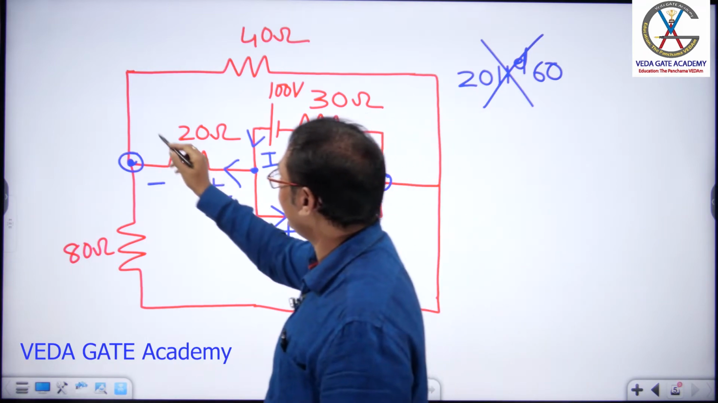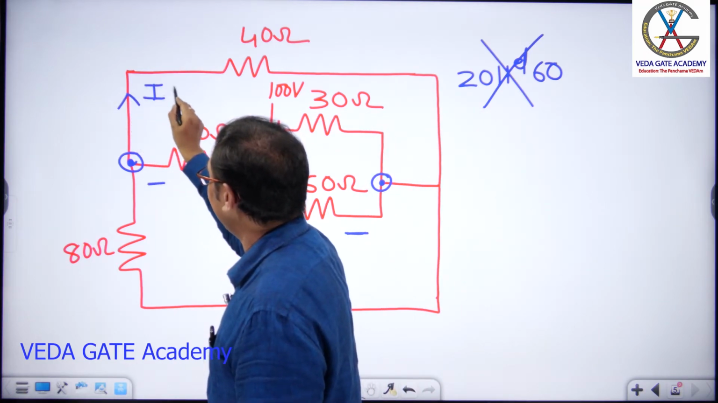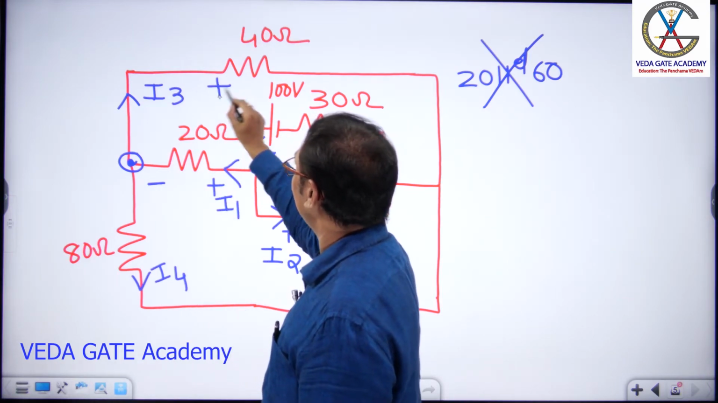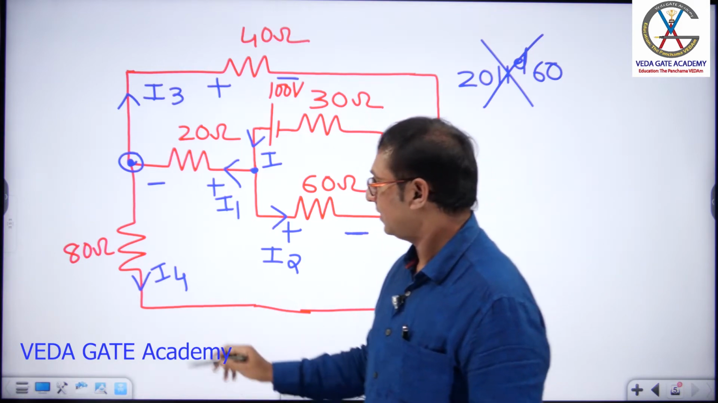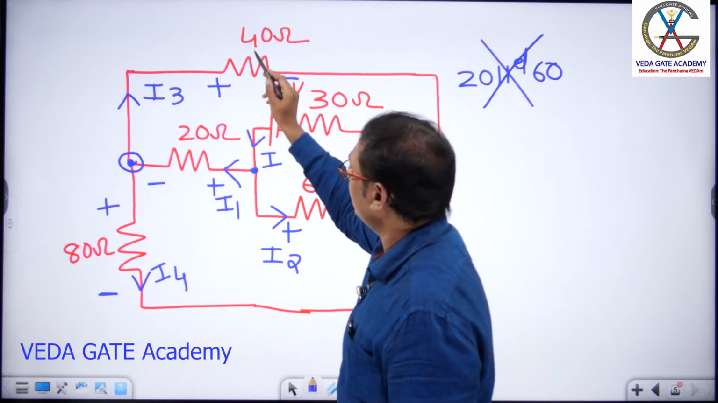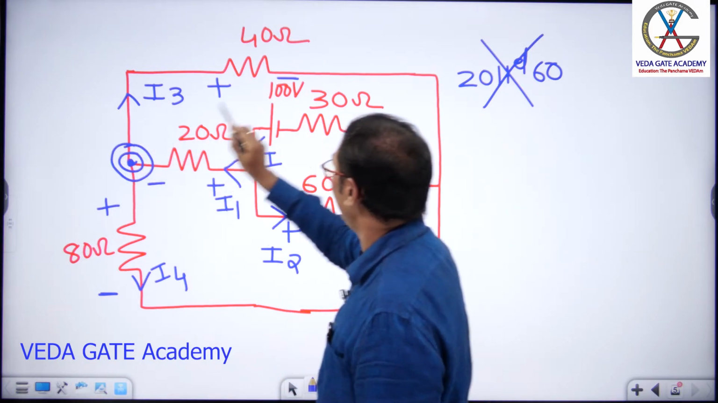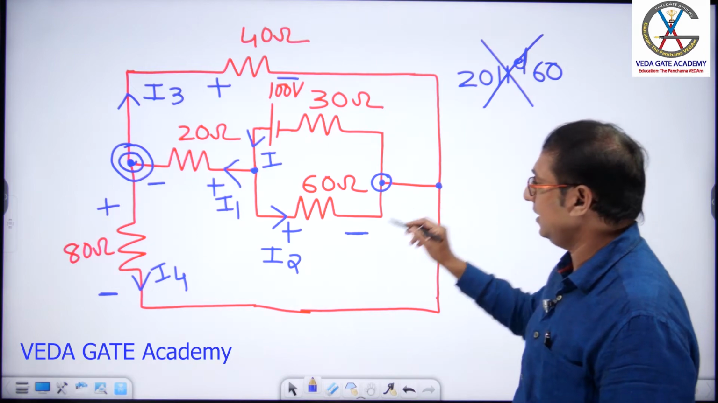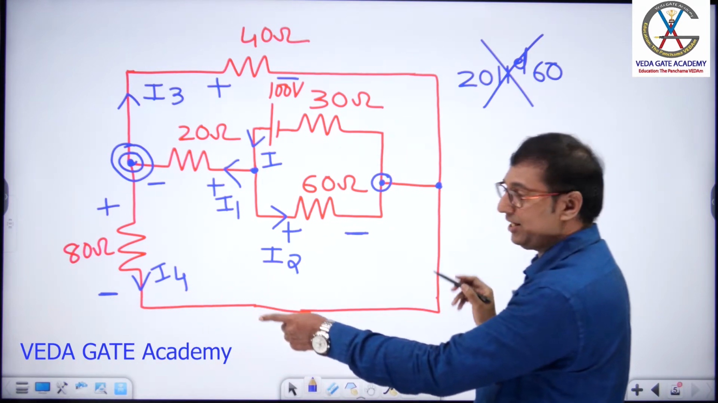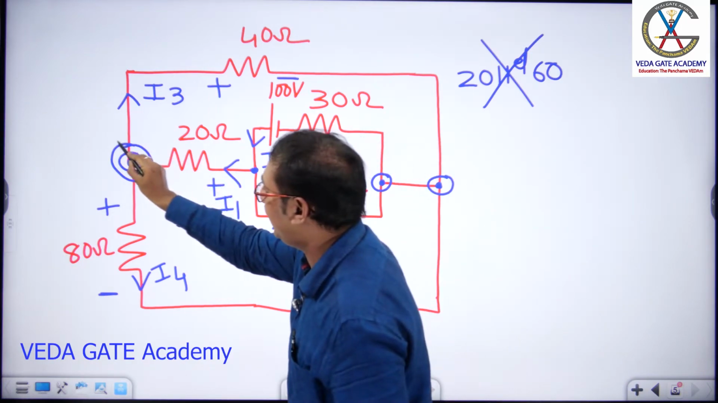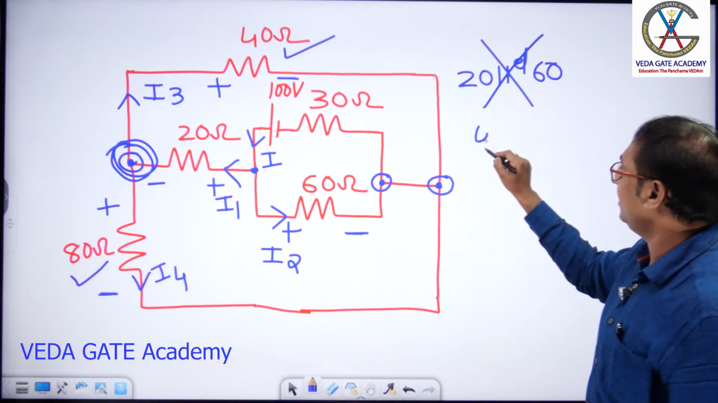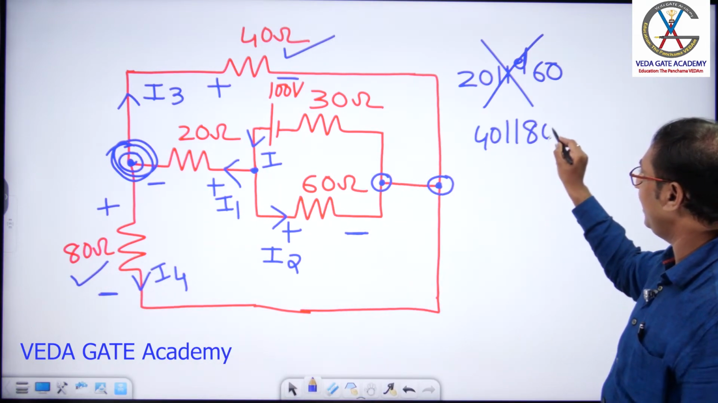I1 current comes like this. Let us say the current has divided into I3 and I4. I3 entering means plus, leaving means minus. I4 entering means plus, leaving means minus. Positive is connected to this point, this negative connected here, this negative connected here. Between these 2 points, please observe, between this point and this point, this 40 and 80 are connected in parallel. 40 parallel 80 is perfectly correct.